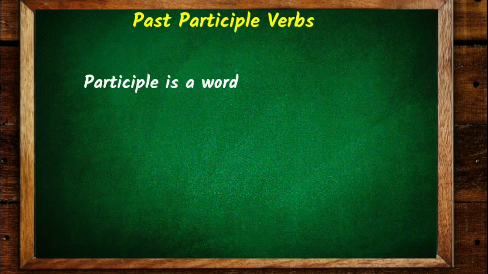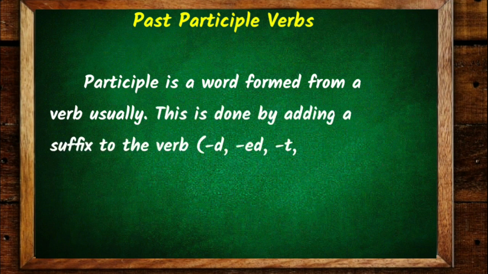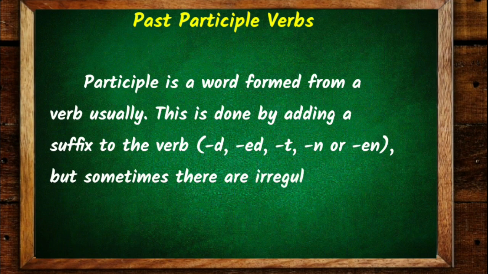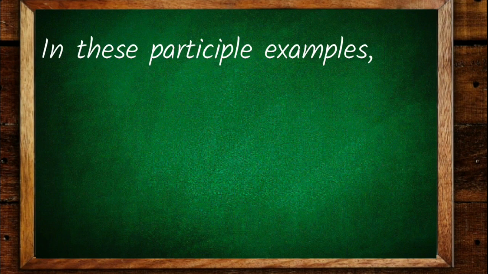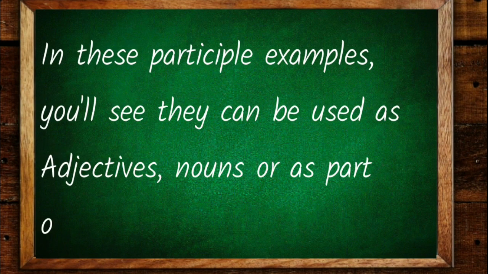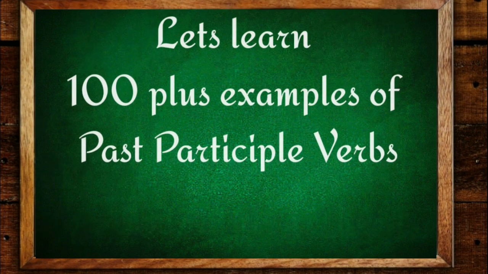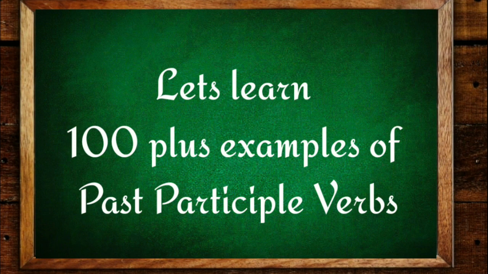A participle is a word formed from a verb, usually. This is done by adding a suffix to the verb: d, ed, t, n or en. But sometimes it's different too. In these participle examples, you will see that they can be used as adjectives, nouns, or as a part of a compound verb in English. So let's learn 100 plus examples of past participle verbs or irregular verbs.